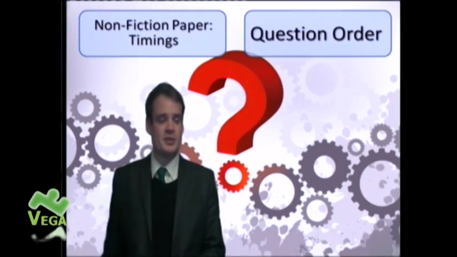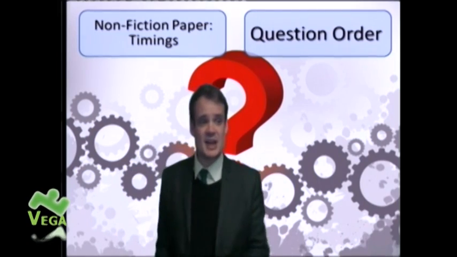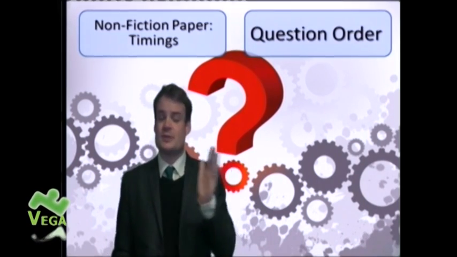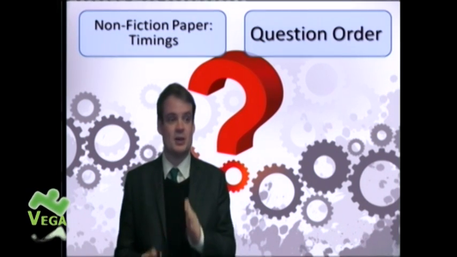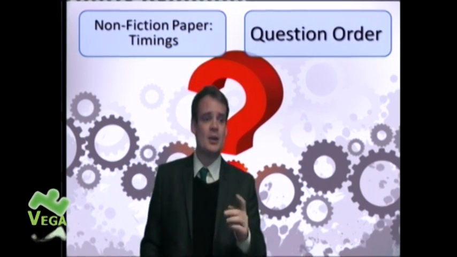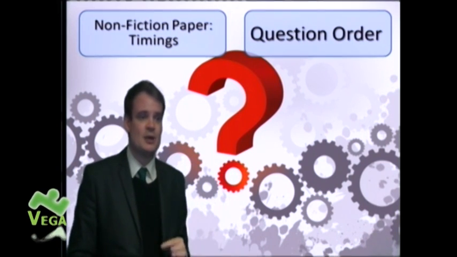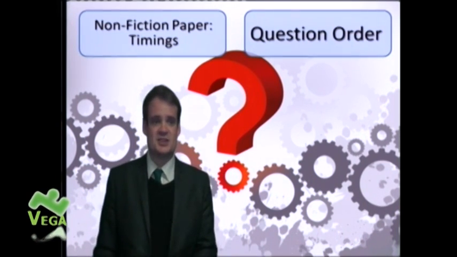Okay, let's start with the question order. In the exam, the questions are ordered 1, 2, 3, 4, 5, 6. Questions 1 to 4 are for reading, questions 5 and 6 are for writing. However, that question order does not take into account how many marks each question is worth.